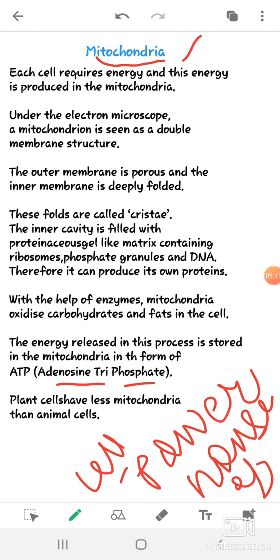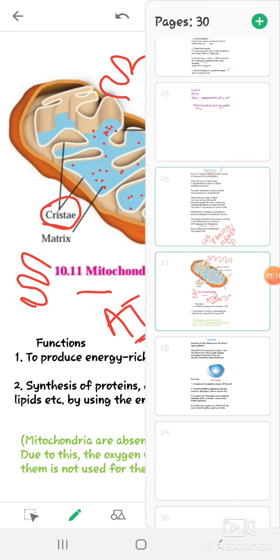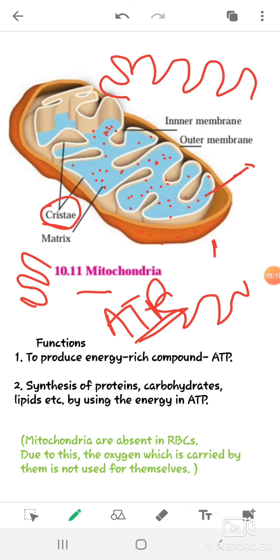Okay. So this is about the mitochondria, and we have learned the structure of a mitochondria. Now let's see the function of a mitochondria. Mitochondria produces the energy-rich compound ATP, and that ATP we need for other functions. For example, if some organelle gets ruptured or destroyed, the mitochondria provides the energy or protein to that particular organelle for reproducing it.